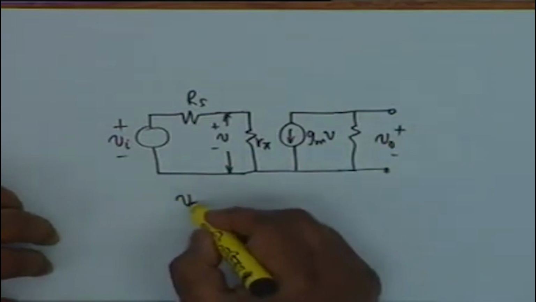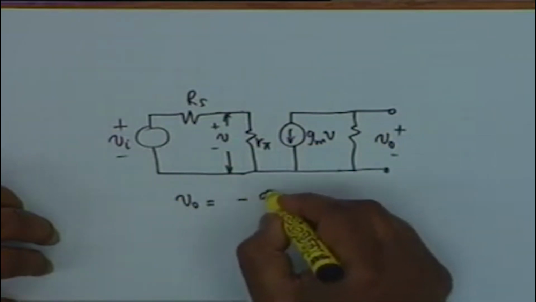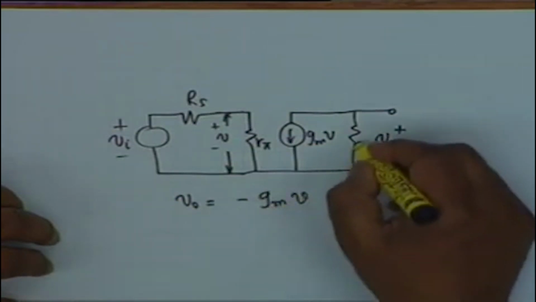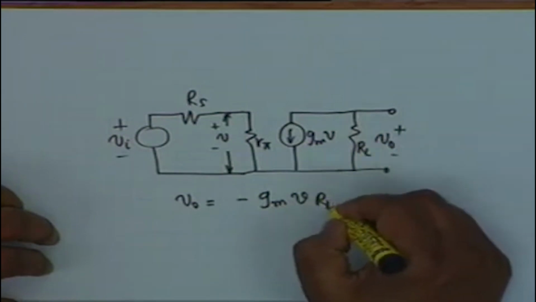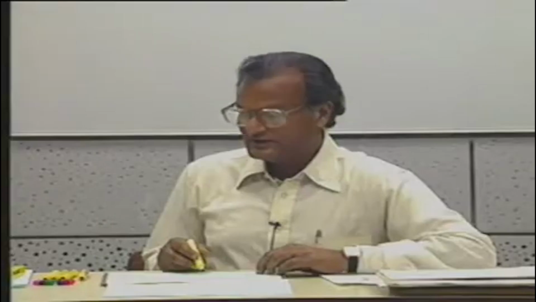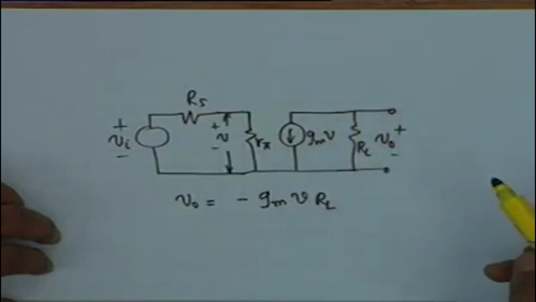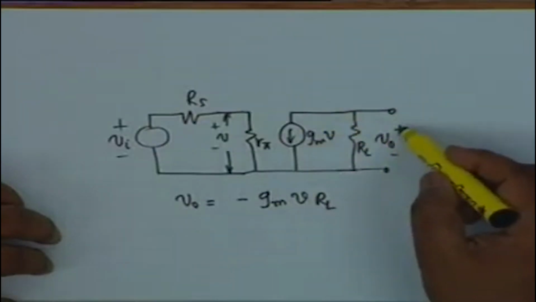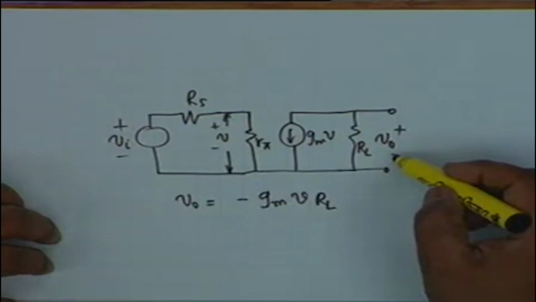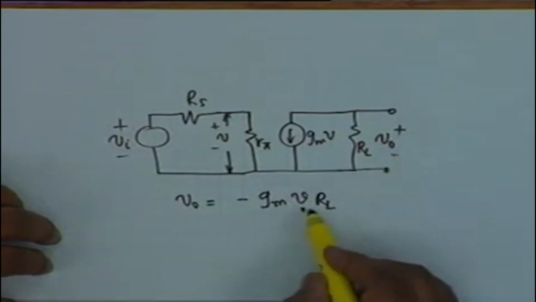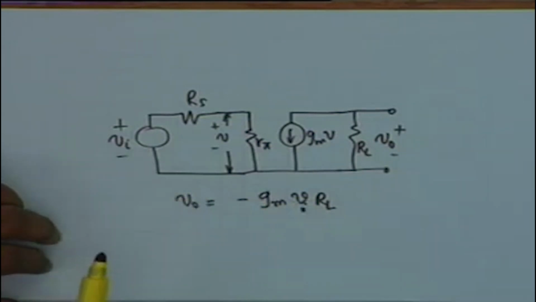You can easily see that the output voltage V0 is simply minus Gm V times RL. Why is the negative sign? Because the current flows like this. The voltage polarity is positive up and negative down. All right. So if I can find what V is, if I can relate V to Vi, then I shall know what is the ratio of the output voltage to the input voltage.